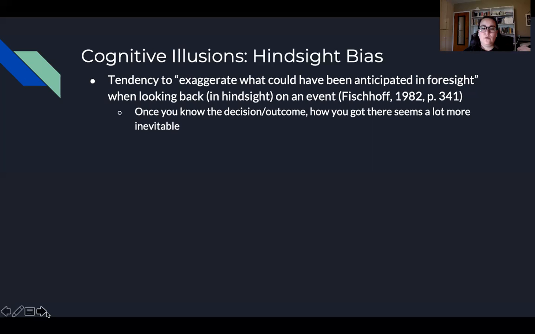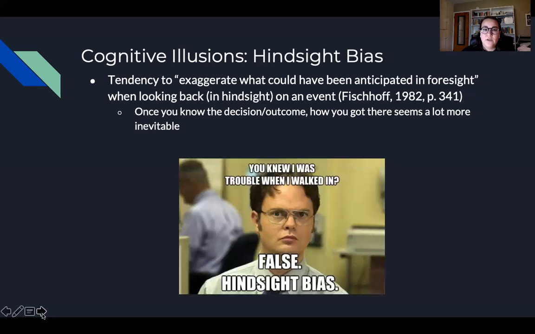And so a researcher who's done a lot of research in this area, Fischhoff, described this bias as a tendency to consistently exaggerate what could have been anticipated in foresight when looking back in hindsight. So essentially this idea of the future version of yourself is saying, oh, well, of course that was true of the past version of me, because you had already experienced the outcome. And so Fischhoff demonstrated the hindsight bias experimentally in the following way.